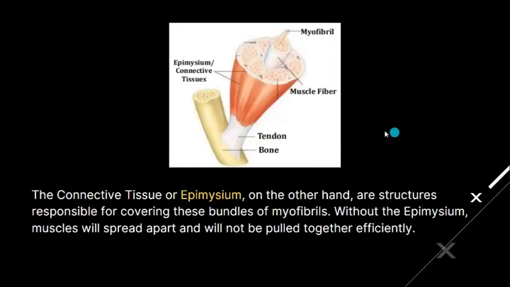Okay? And the next is we have connective tissue, or we call it epimysium. Epimysium are structures responsible for covering these bundles of myofibril. Without the epimysium, muscles will spread apart and will not be pulled together efficiently. So the role of the connective tissue is, of course, to cover this bundle of myofibrils so they will not scatter or spread. So its role is very important, so that when these muscles move, they move together.